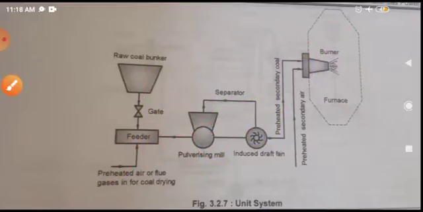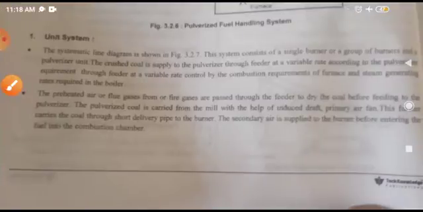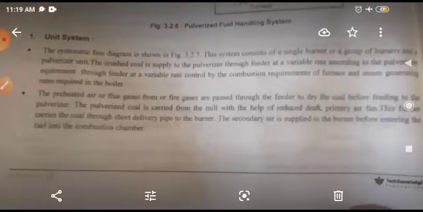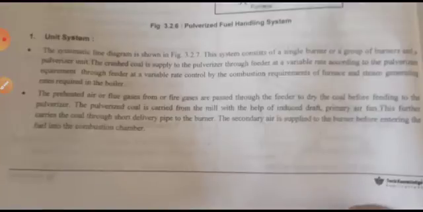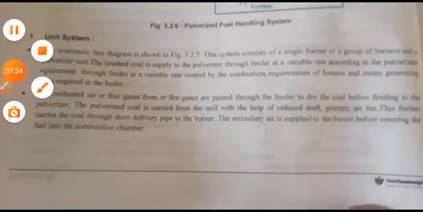This is the unit system. Okay, let's read something about it. The system line diagram is shown. The system consists of a single burner or a group of burners and a pulverizer unit. The crushed coal is supplied to the pulverizer through a feeder at a variable rate, controlled by the combustion requirement of the furnace and the steam generating rate required in the boiler.